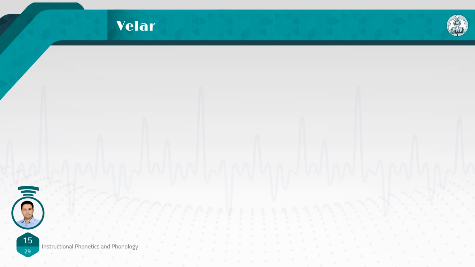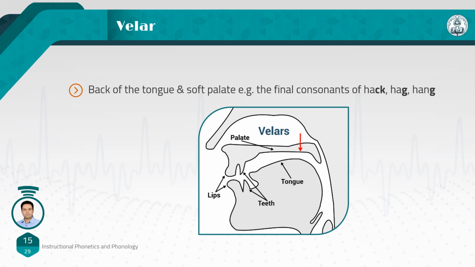Next is velar: the back of the tongue and soft palate are used. The consonants that have the place of articulation farthest back in English are those that occur at the end of words like hack or hag or hang. K, g, and ng. These are all called velars.